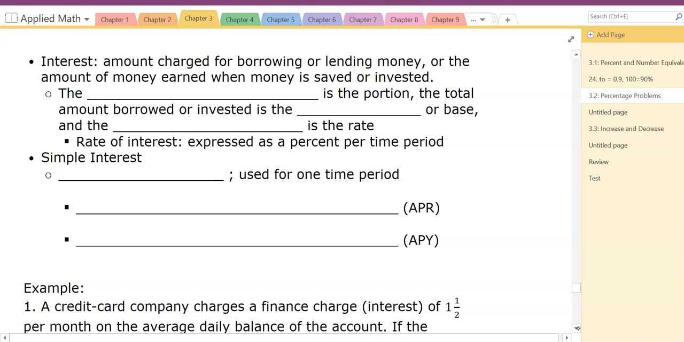So the amount of interest is the portion. The total amount borrowed or invested is called the base. Oh, I wrote that in the wrong spot. Hang on. Erase that. That's the principal. And then the last blank here is the percent of interest.